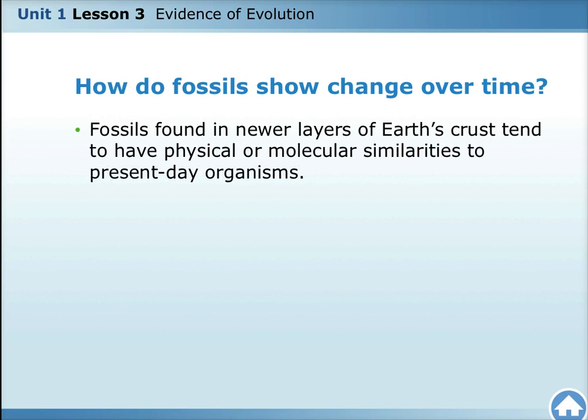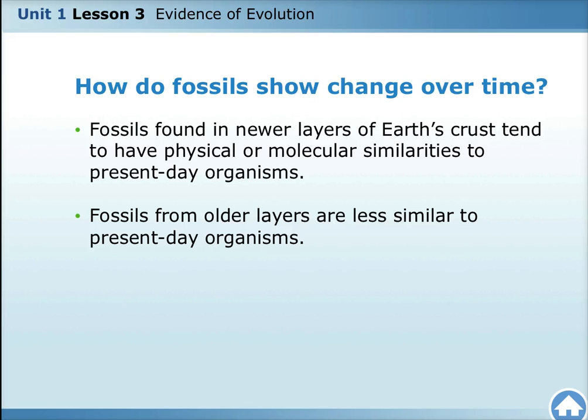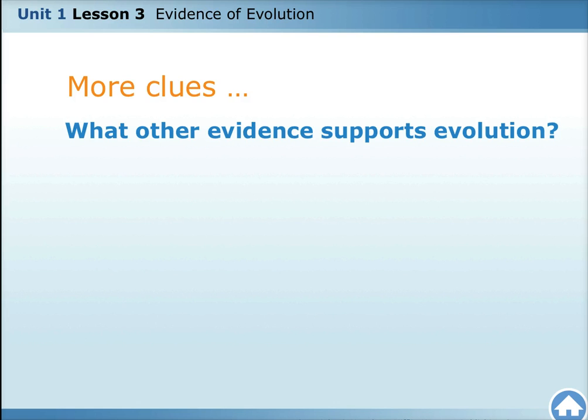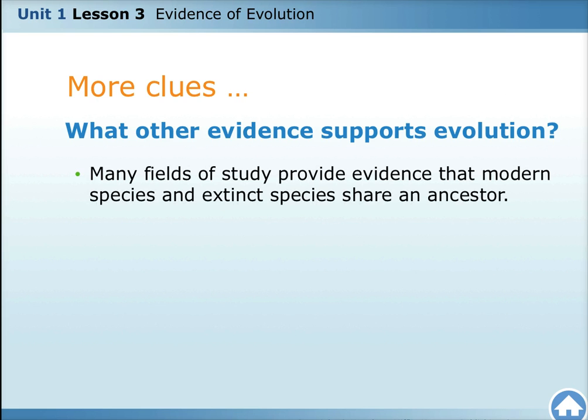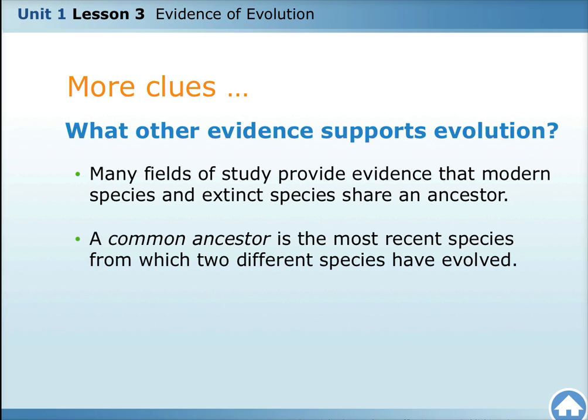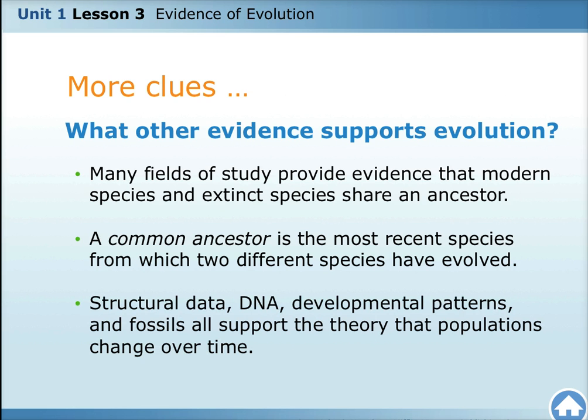Fossils found in newer layers of Earth's crust tend to have physical or molecular similarities to present-day organisms. Fossils from older layers are less similar to present-day organisms. So we're going to look at what other evidence supports evolution on page 32 in your text. Many fields of study produce evidence that modern species and extinct species share an ancestor. A common ancestor is the most recent species from which two different species have evolved. Structural data, DNA, developmental patterns, and fossils all support the theory that populations change over time.